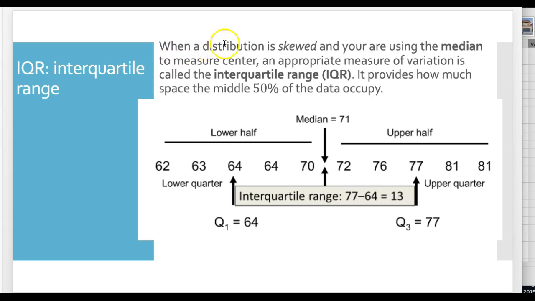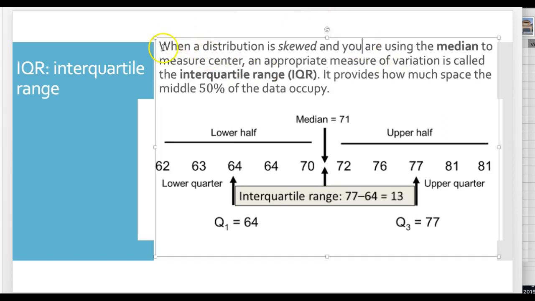It says here once again, when a distribution is skewed and you are using the median to measure center, an appropriate measure of variation is not the standard deviation, it is called the interquartile range, and you're always going to see it as IQR. It provides how much space the middle 50% of data occupy. In order to calculate this IQR, let me walk you through the steps very quickly as far as how we find it.